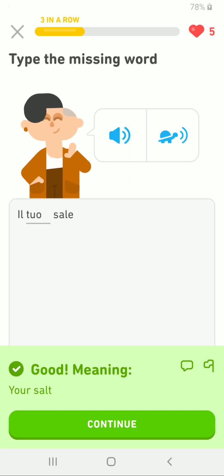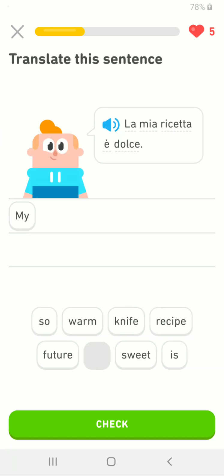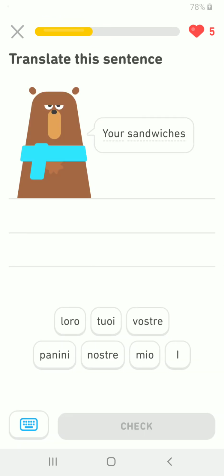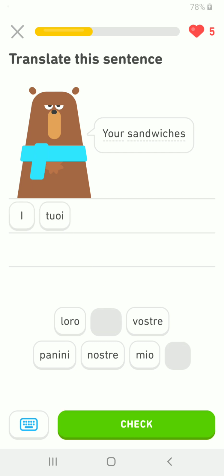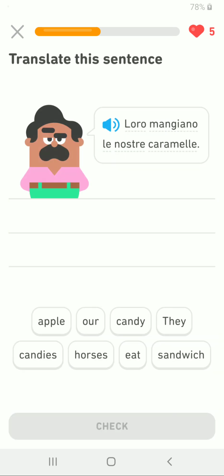Sale means salt. La mia ricetta è dolce. So la mia is my. Ricetta means recipe. Is sweet. Your sandwiches. So un panino, due panini. I tuoi panini, because for panino we don't say le, we say i tuoi panini. Okay, that's it.